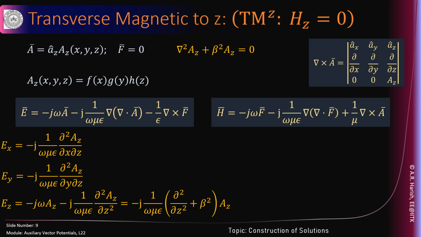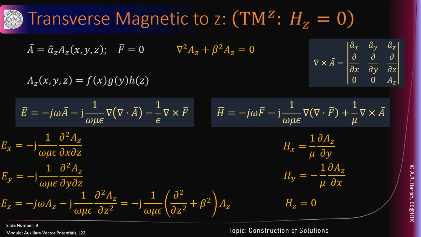How about the H field? F is 0. Therefore, H is 1 upon mu del cross A, where A has only the z component, and therefore we can look in the determinant for the curl of A, we only have a z component. Hx straight away is 1 by mu del Az by del y. The 1 by mu is coming from the term which is there in the H expression. Hy is minus 1 by mu del Az by del x. Straight away evaluation, of course Hz is 0.